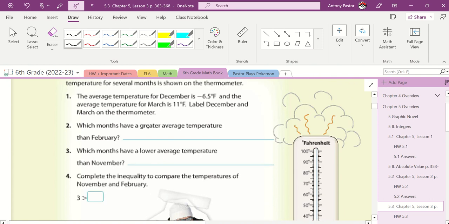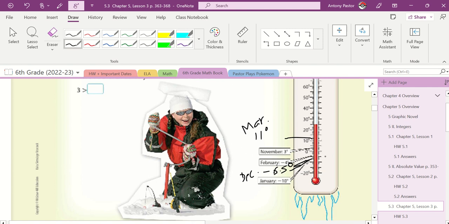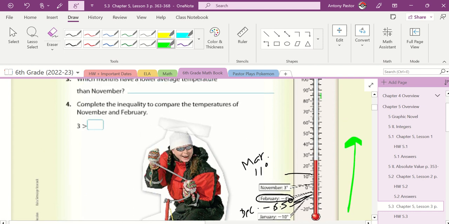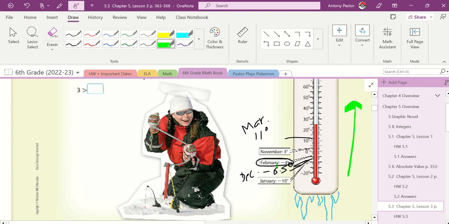Which months have a greater average temperature than February? So, we're looking at February right here. Greater on a number line that's vertical would be higher. The higher it is, the hotter it is, the higher the temperature is. So February is right here. We're looking at anything above February, which will be March and November, since they are both positive and February is negative. All these other negative ones are lower.